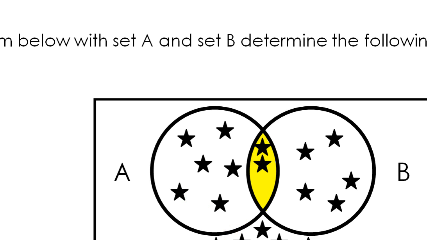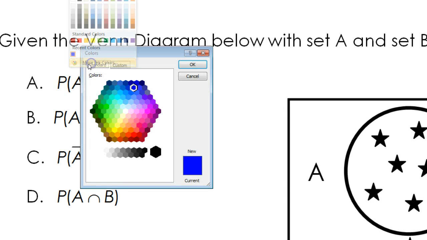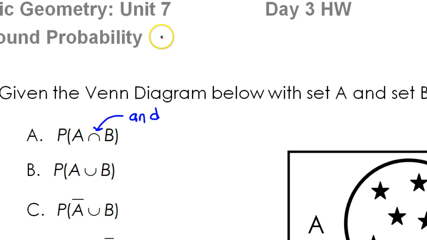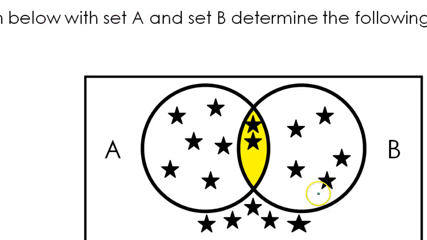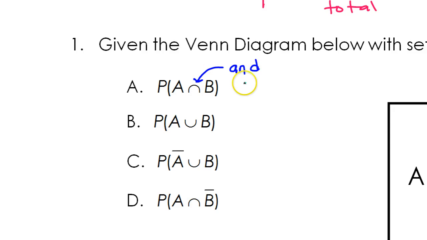And so remember, in general, when we're dealing with probability, which is what this P stands for right there, we are doing what I like to call target over total. Probability is equal to target over total. Okay, so in this case, the target is the overlapping part. So how many outcomes are in the overlapping part? 2. I see 2 outcomes there. So when we do our target over total, the target has 2 outcomes.